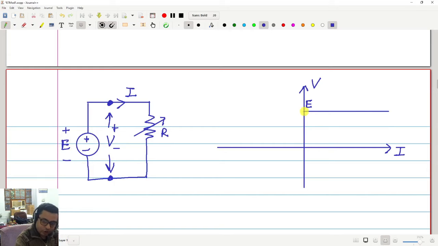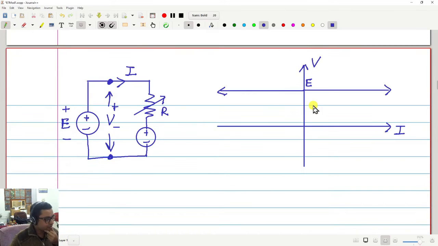In fact, I can also extend this graph to the negative side, because I can put another voltage source if I want, and if the value of this voltage is higher than E, then current may flow in the opposite direction. But no matter how much current is flowing or in which direction it is flowing, this voltage from here to here will always remain fixed, constant E. Okay, fine.